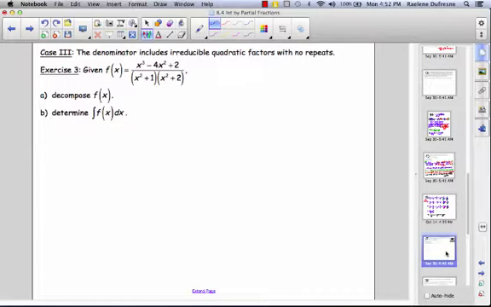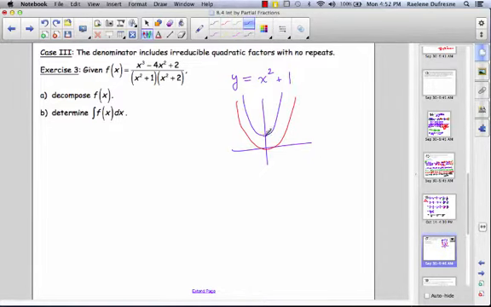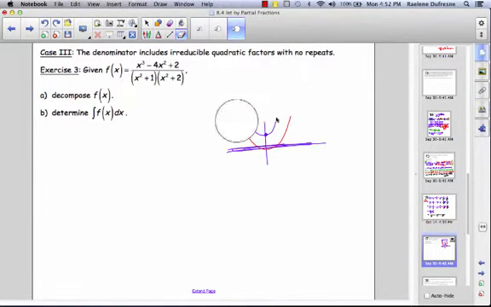The third case talks about the denominator including irreducible quadratic factors with no repeats. So here notice we have x squared plus 1 and x squared plus 2. Thinking graphically about something like this, we have the basic parabola y equals x squared, and then we're vertically translating up one space. So all of the y coordinates are positive, and there are no real roots. As a result, we cannot further factor.